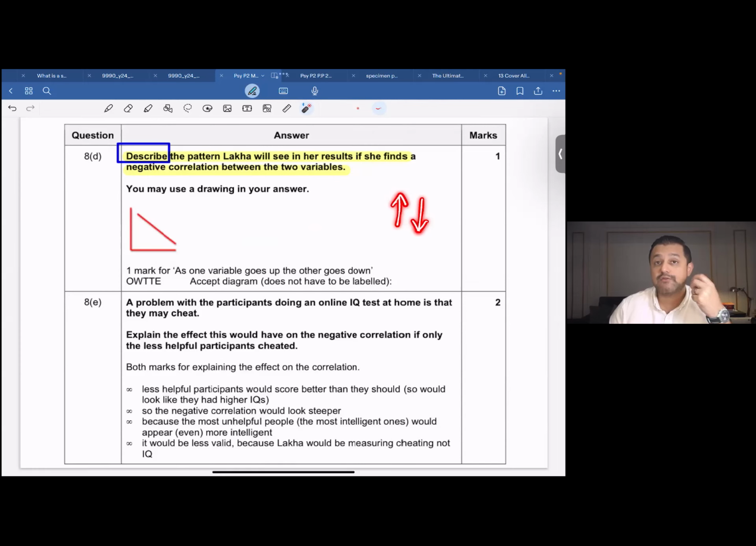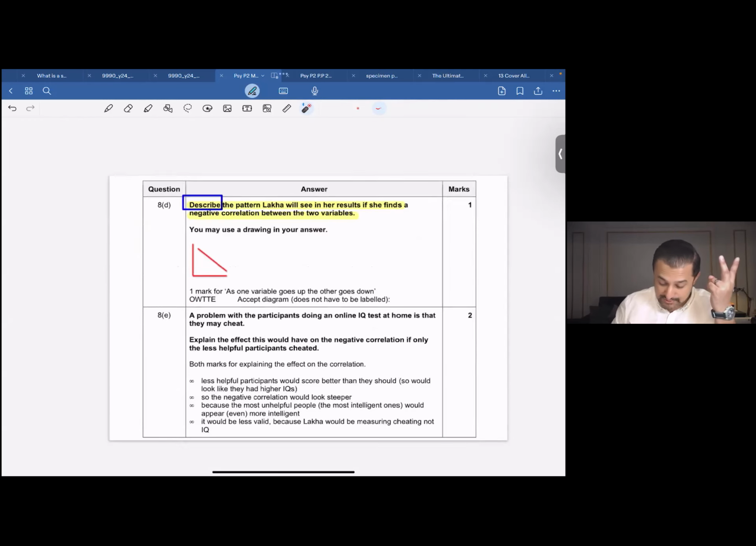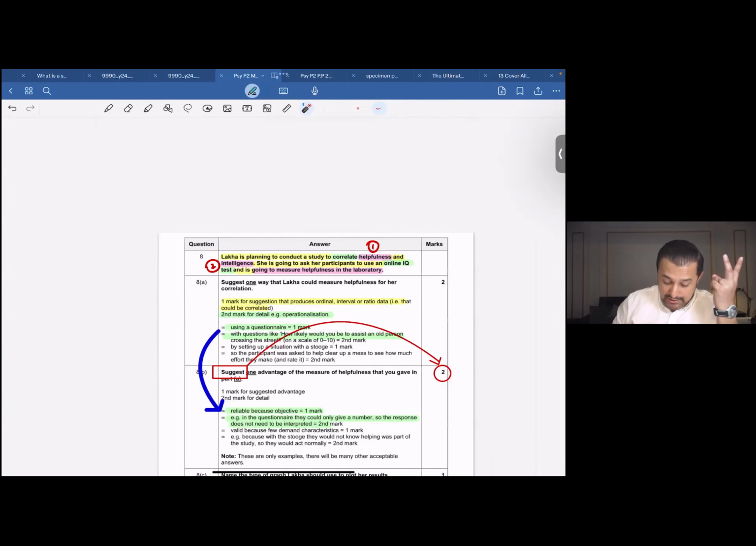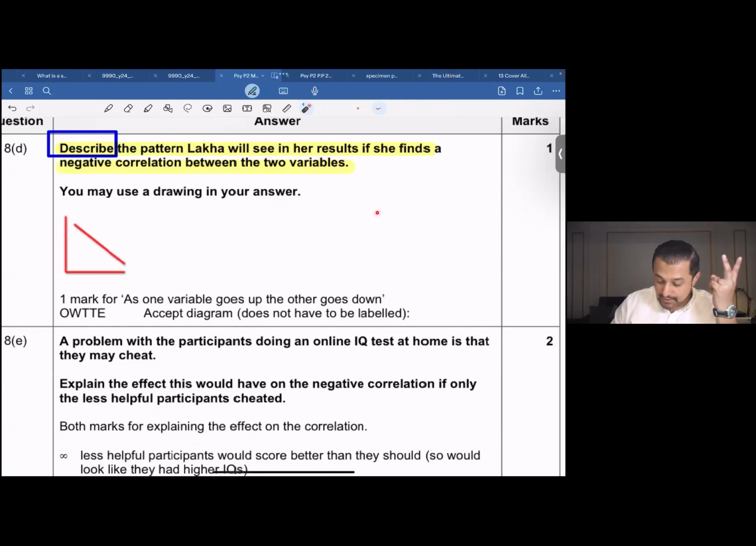In other words, if I may remind you of the situation that we had over here, Lakha was trying to find a correlation between helpfulness and intelligence. So what we're saying is, if someone is more helpful, they might be less intelligent, or the other way around, if someone is more intelligent, they might be less helpful. So a negative correlation is when one variable goes up, the other comes down, right?